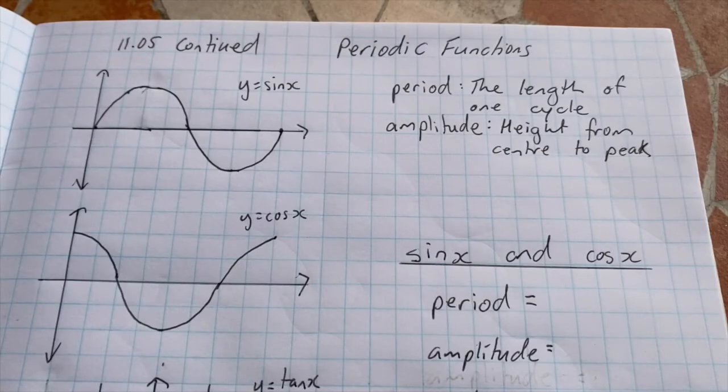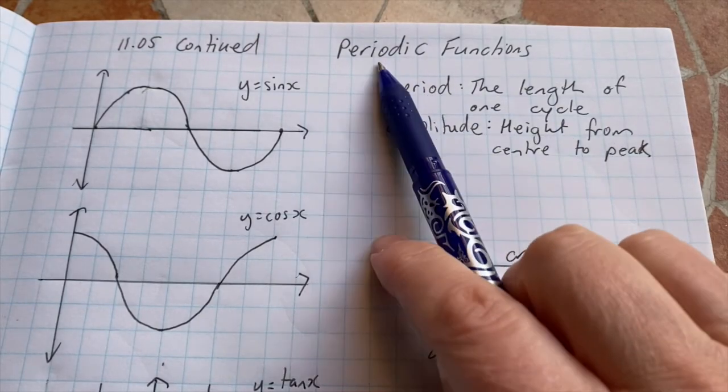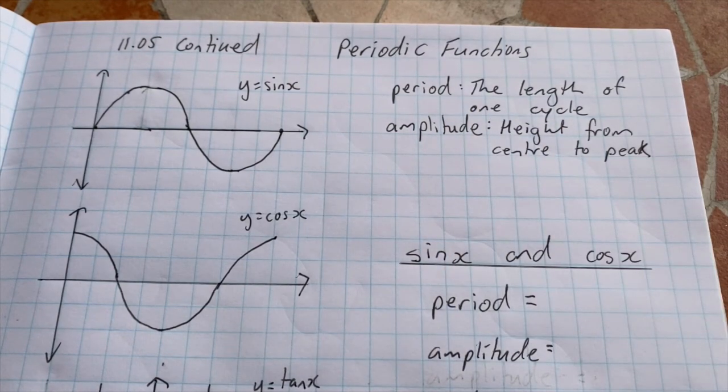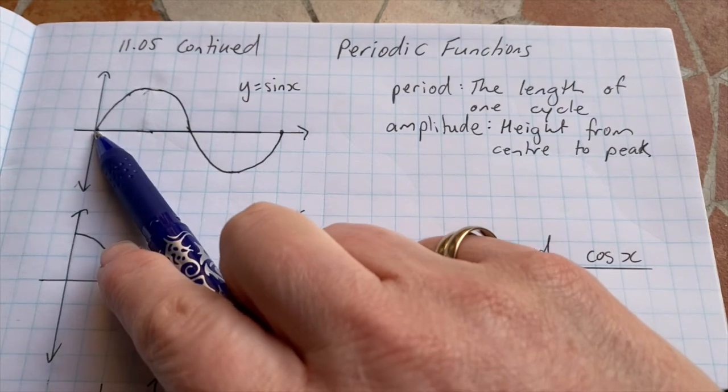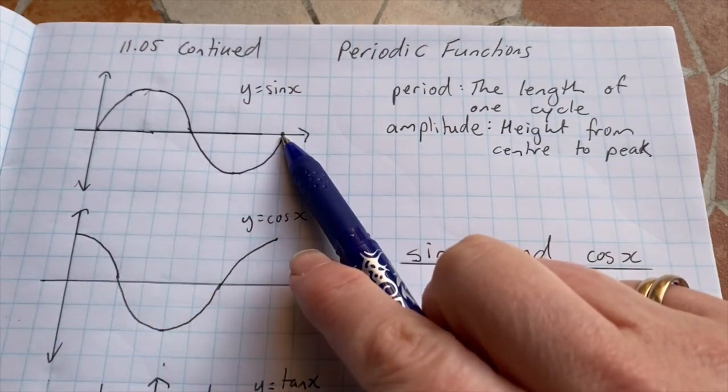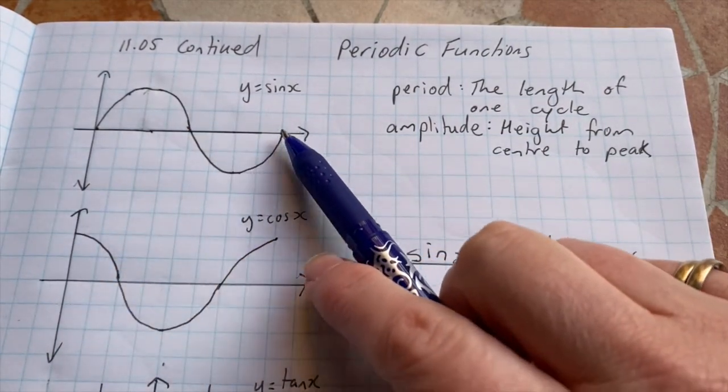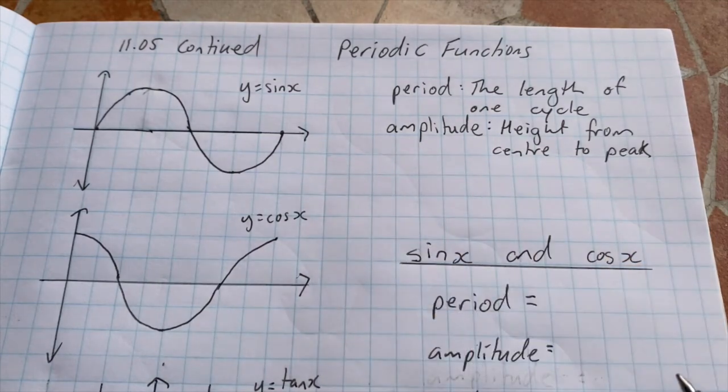Now let's talk about the language around these curves. These are periodic functions. They repeat with a period. The period is the length of one cycle. So in terms of the sine curve, the distance from there to there is one period because it repeats after that into a second period.